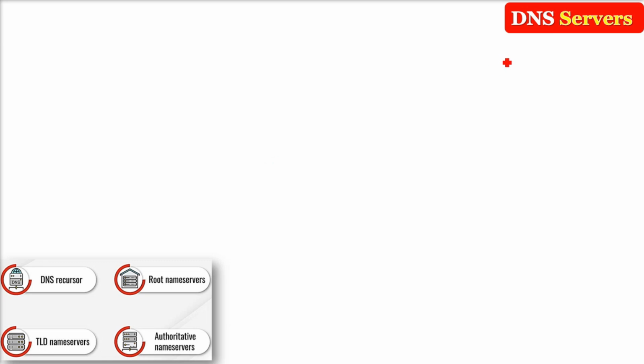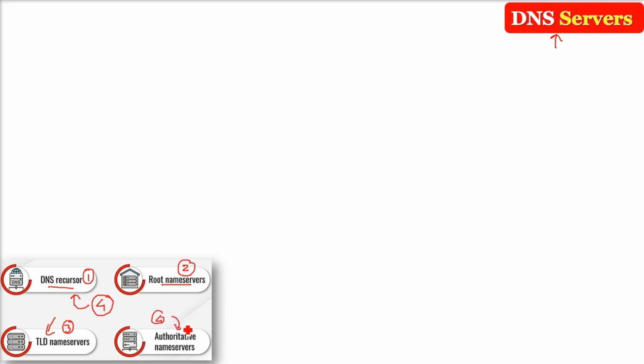What are DNS servers and how many servers are there? How do they work? So first of all, these are the 4 different servers that will play a role: DNS recursor or DNS resolver, root name servers, the TLD name servers, the authoritative name servers.